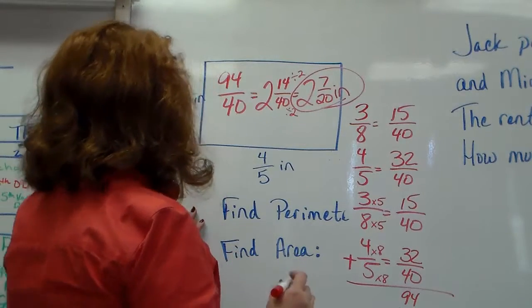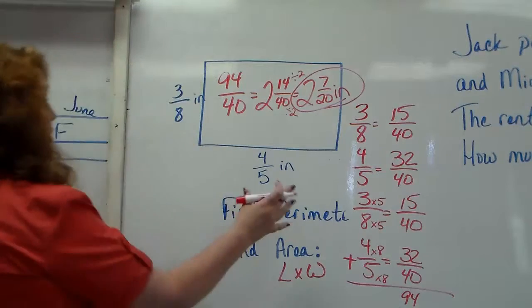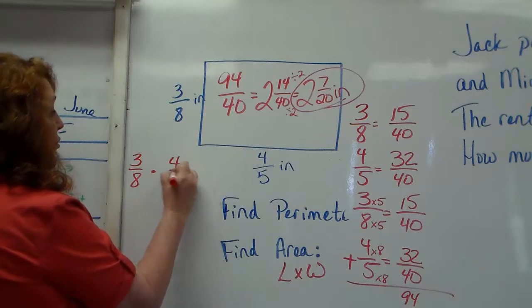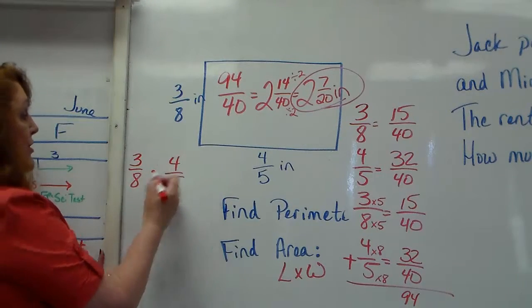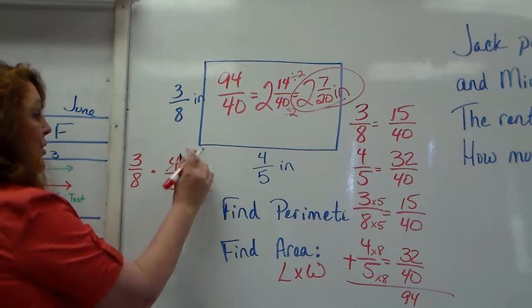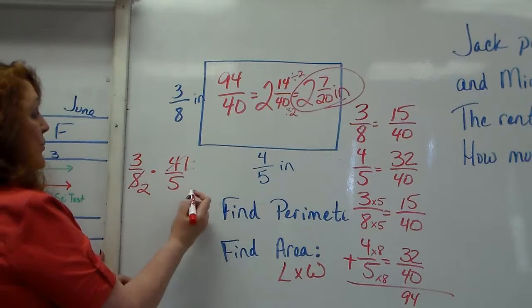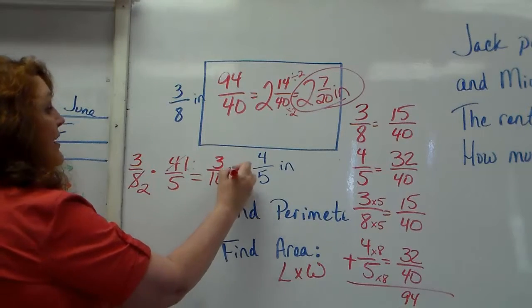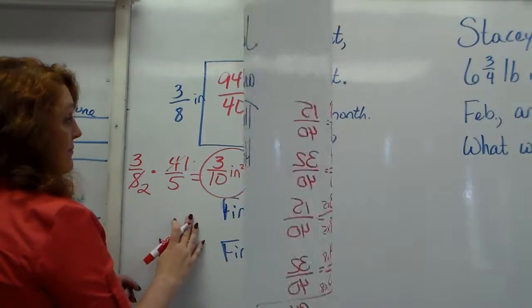My area is length times width. So that is 3/8 times 4/5. And I'm going to try cross-canceling first. 4 goes into 4 and 8. 4 goes into 4 once. 4 goes into 8 twice. So now I can multiply straight across, and I have 3/10. And area is inches squared.